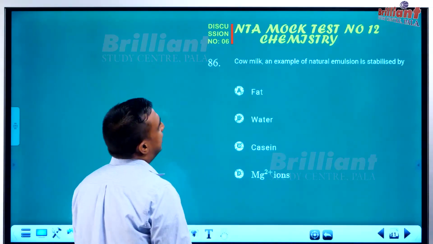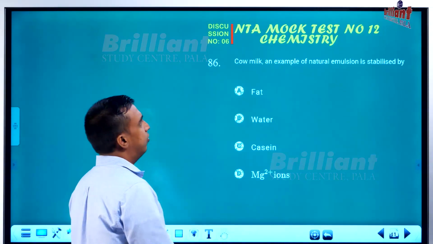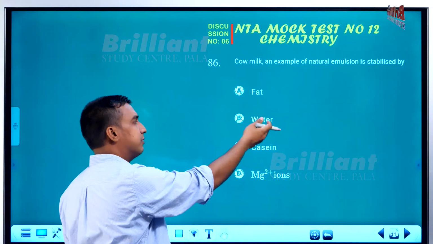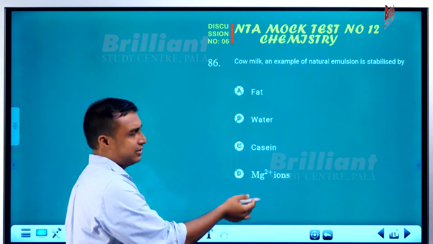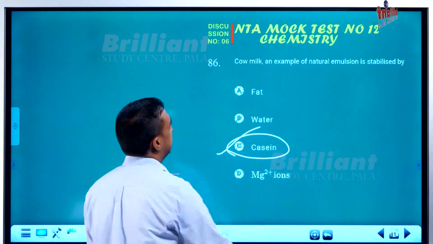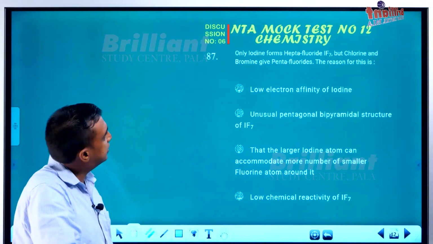Coming to 86. Cow milk, an example of a natural emulsion, is stabilized by. Now, in an emulsion we have fat and we have water. The question is what is there to stabilize it. Mg2+, I have never heard of that. The idea is it is casein. The answer to 86 is C. Now, coming to the next question.